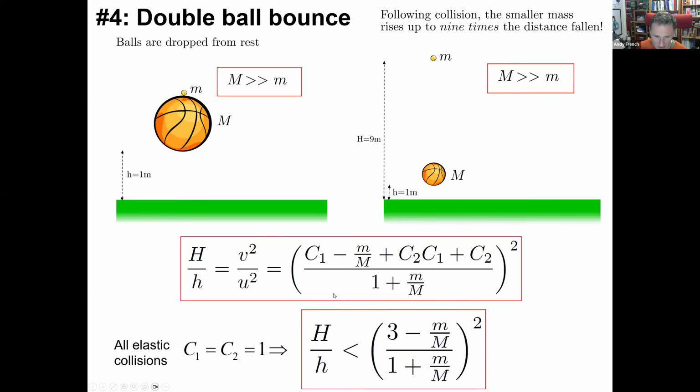And it's possible to sort of work this out. So that's involving the 2 types of coefficient of restitution. And if they're all the same, you get this sort of example here, that the height that it gets to over the little one is less than this quantity, which, if the ratio here is 0, so M is much, much bigger than little m, that's 3 squared, so that's 9.